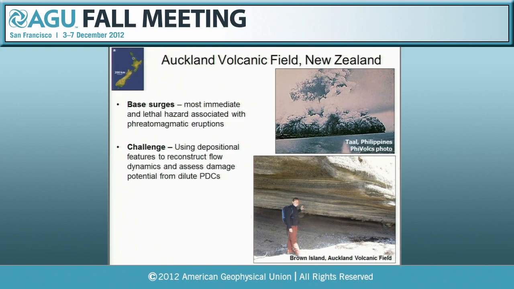By far the most dangerous and deadly hazard associated with phreatomagmatic eruptions are dilute pyroclastic density currents, which are often called base surges. They're essentially column collapse-driven dilute flows that radiate out from the base of an explosion column, which Amanda Clark talked about earlier in this session. And of course, the challenge we face is trying to understand the dynamics and the damage potential of these types of currents from field evidence.